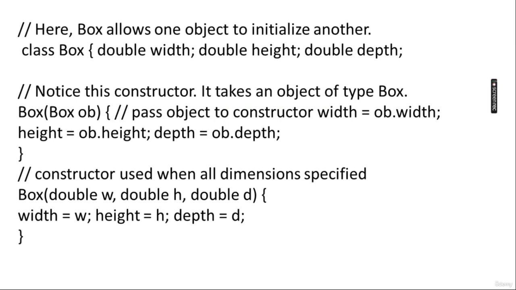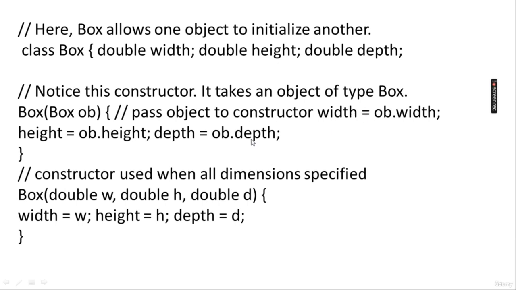Here in this example, Box allows one object to initialize another. I am creating one class Box, double width, double height, and double depth. Now constructor, we will see. Box(Box object). What is this constructor? Is it something different from the previous constructors? Yes, it is different. Why? Because it is passing box object as a parameter. Pass object to constructor.